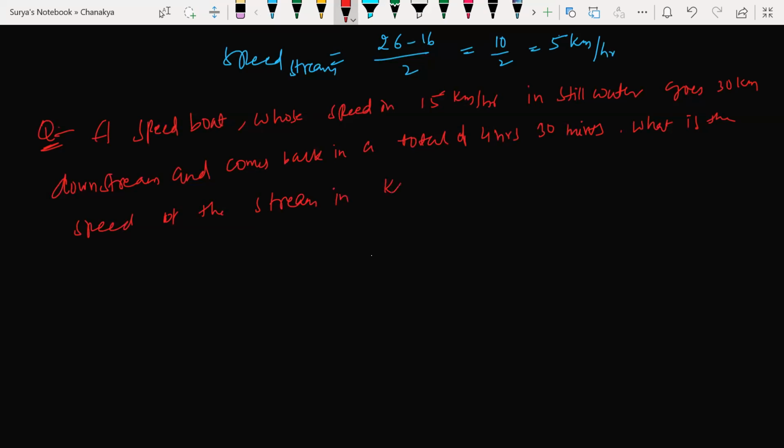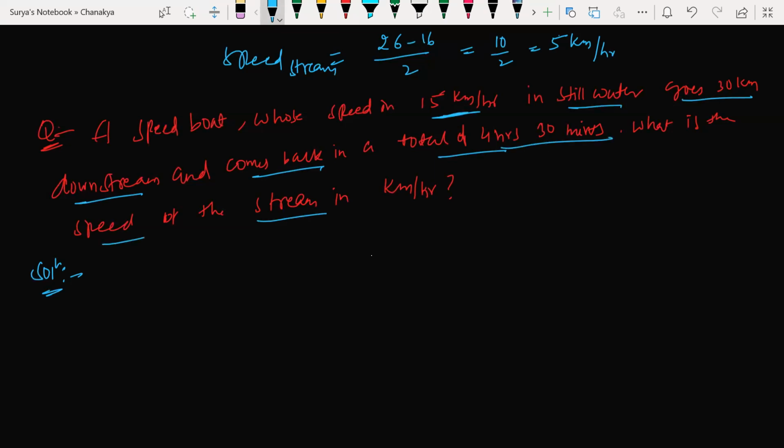Speed of the stream in kilometer per hour. A speedboat whose speed is 15 kilometers per hour in still water goes 30 kilometers downstream and comes back in a total of 4 hours and 30 minutes. What is the speed of the stream? We need to find out the speed of the stream. Very good question.